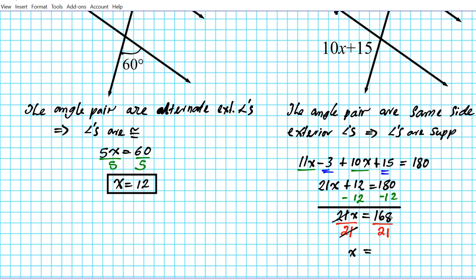How many times does 21 go into 168? If you just look at the last digit here, it's 8. So let's try 8. 8 times 1 is 8, 8 times 2 is 16. And that's exactly what we want. So 21 goes into 168 8 times. Final answer is 8. That is the value of x in question number 5.